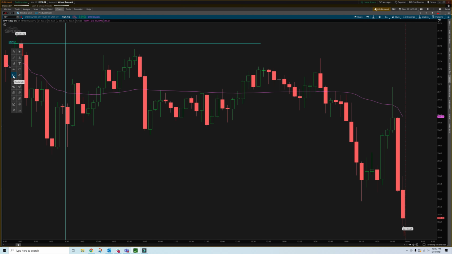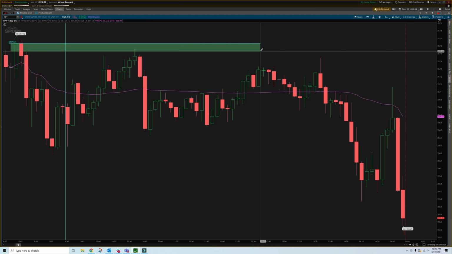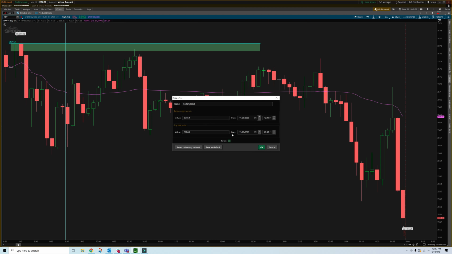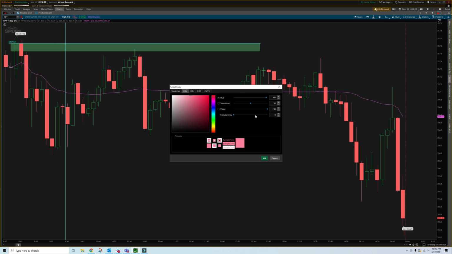We grab our rectangle tool here, and you touch right on top of this line, 63 minus 10 cents, and that's going to go to 53 at this point. Because it's a supply zone, I personally just change it to red. So HSV 60.